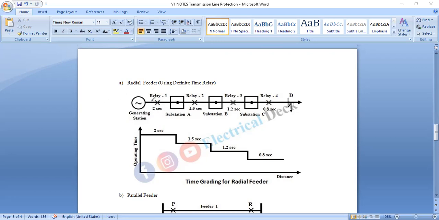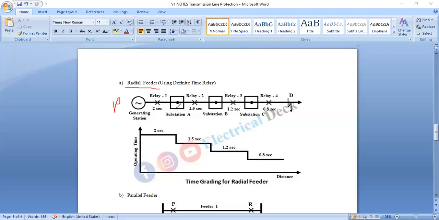Here the time graded system is applied to the radial feeder. This is the application. The main characteristic of the radial feeder is that power can flow in only one direction, from the generator or supply end to the load end. And it is desired that the smallest part of the system should be isolated in the case of a fault.